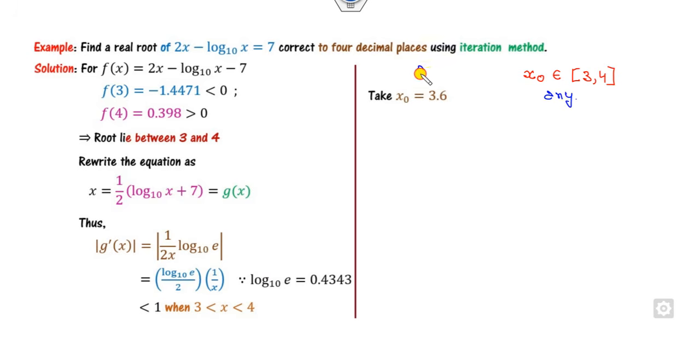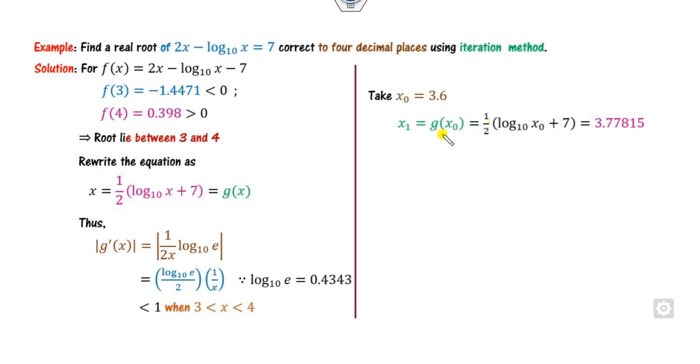You may choose 3.6, you may choose 3.5, you may choose 3.0, you may choose 3.01, and so on. It's your choice. So let's say I choose x naught as 3.6. The best way is to choose a point near the root. I can substitute this value in this g of x.